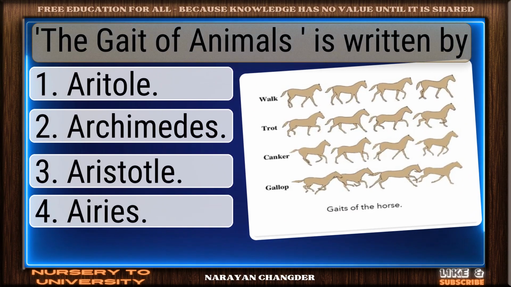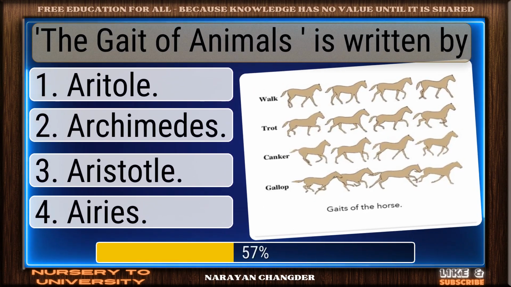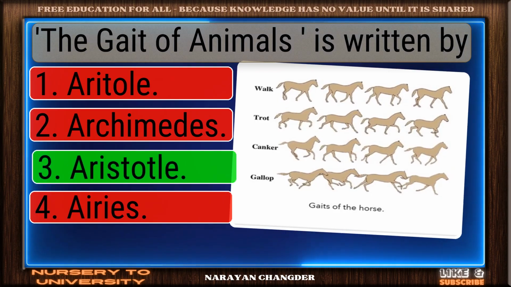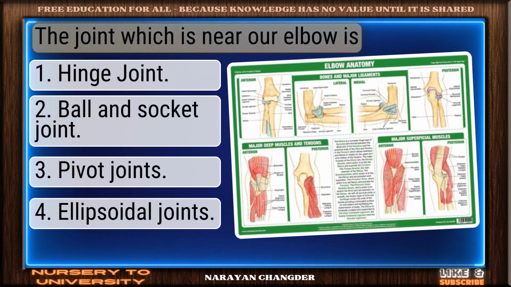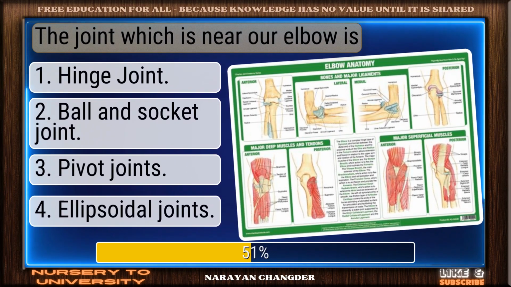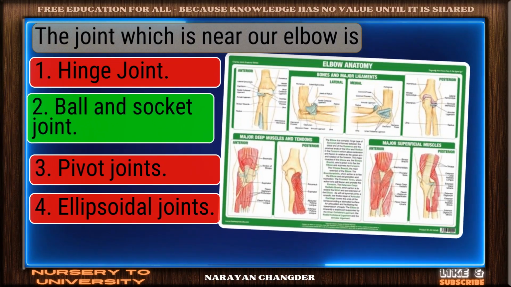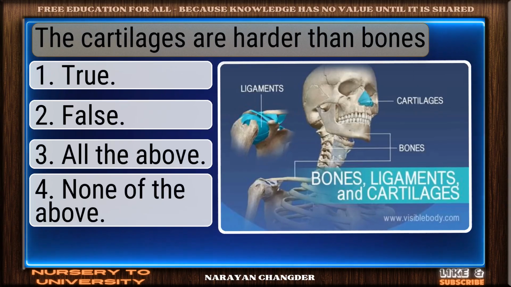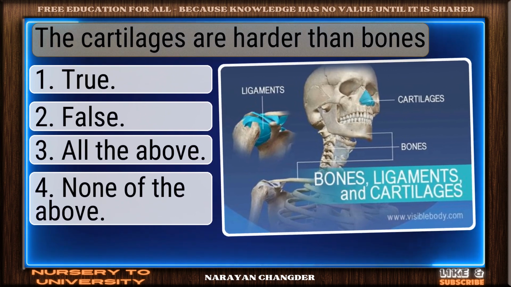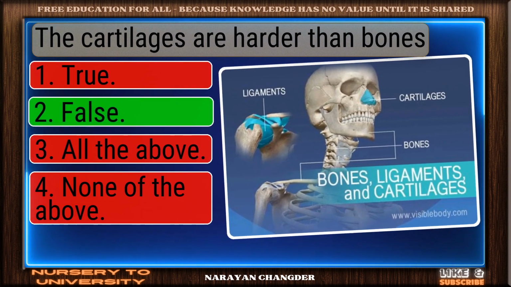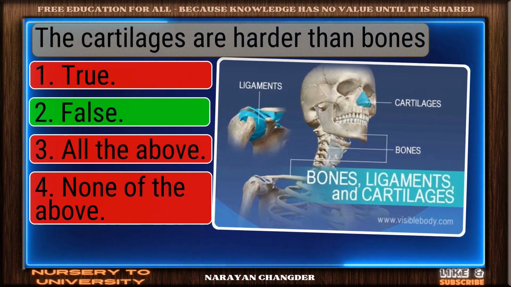The gait of animals is written by. Right again. Aristotle is a valid answer. The joint which is near our elbow is. Correct. Ball and socket joint is the right answer. The cartilages are harder than bones. Excellent. False is a brilliant choice.